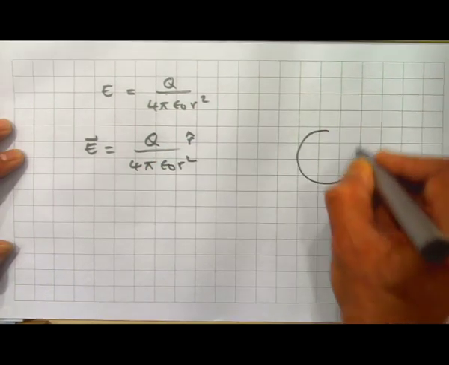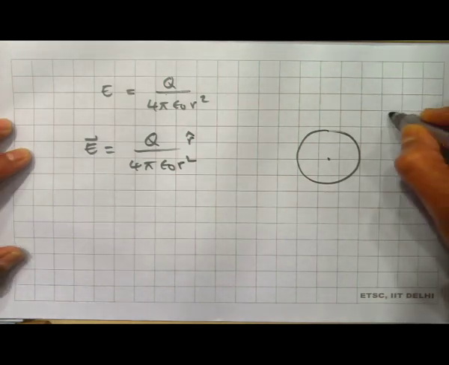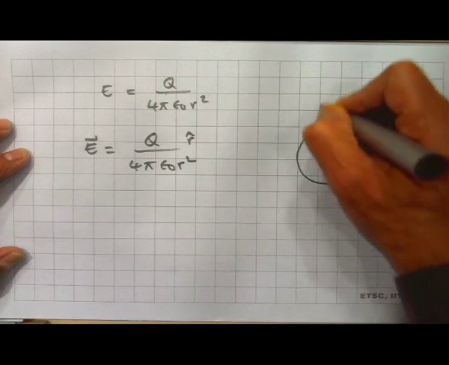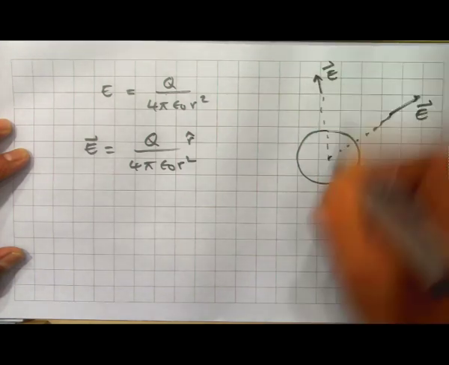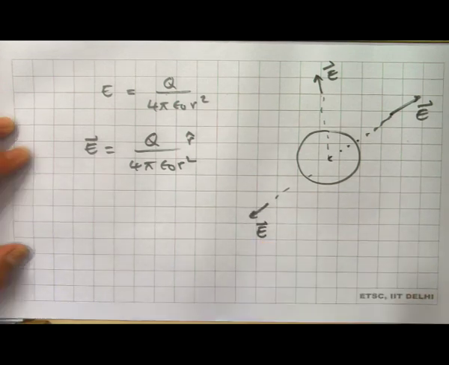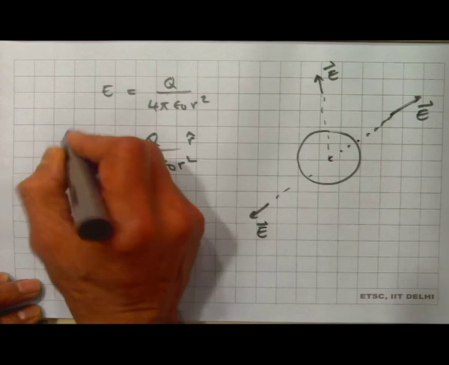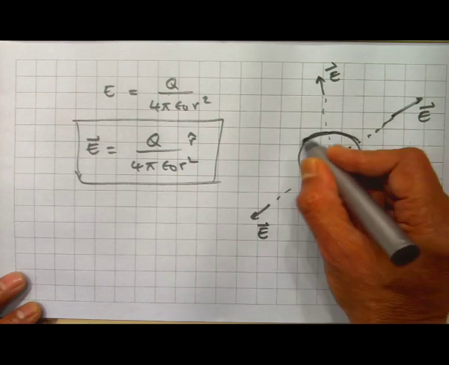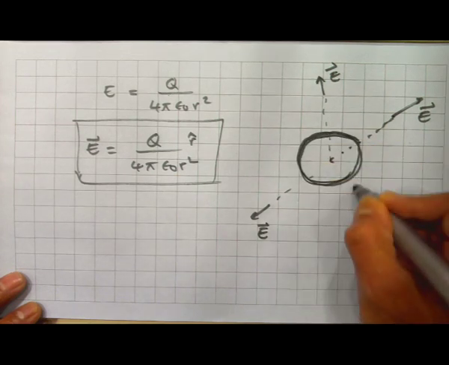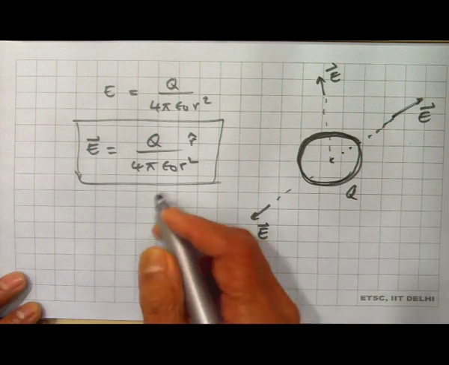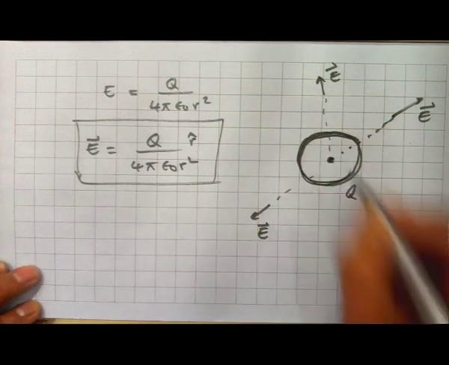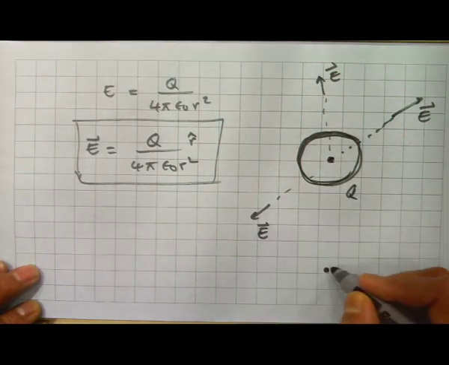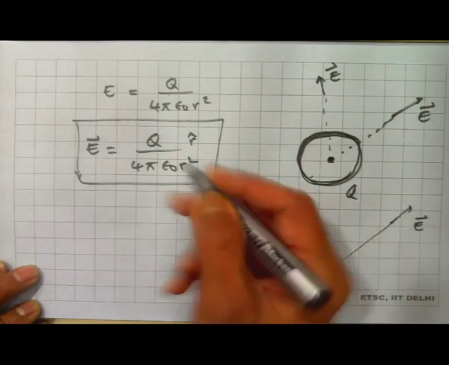So, this is my charged sphere and the electric field at this point is like this, along this line. The electric field at this point is along this direction, electric field here is along this direction. So, what is this? This is the electric field produced by a charged conductor carrying a charge capital Q. This is also the electric field produced by a point charge of magnitude capital Q at the center of the sphere, because if I had a point charge here, the electric field at any distance would be given by the same equation.